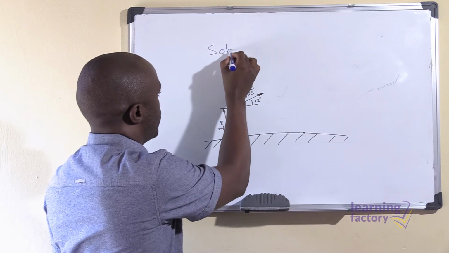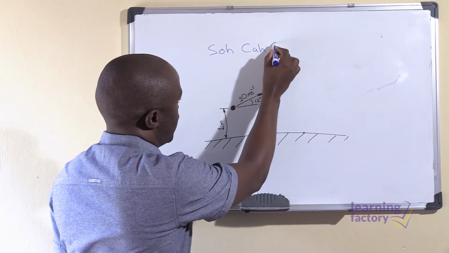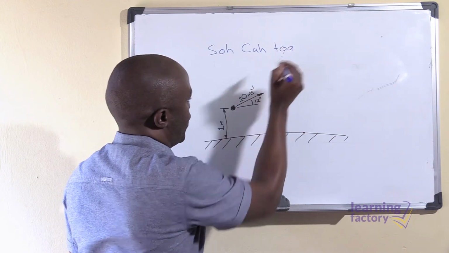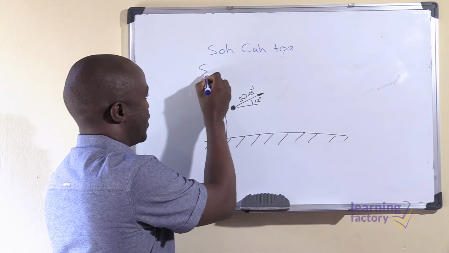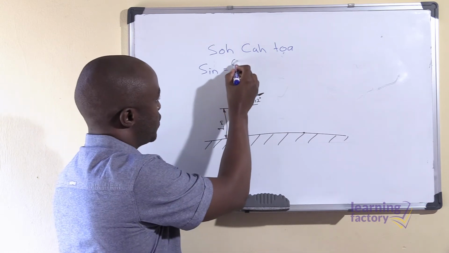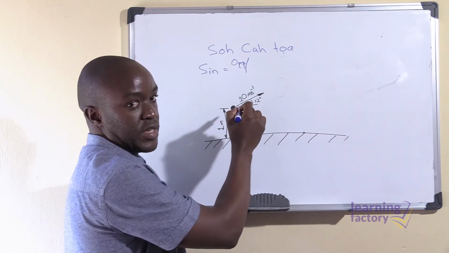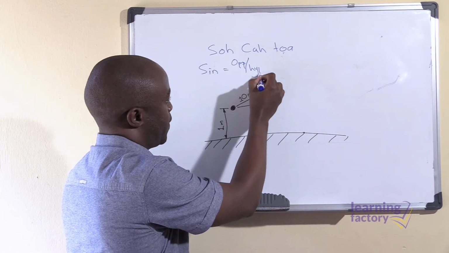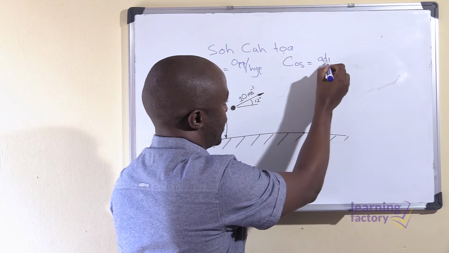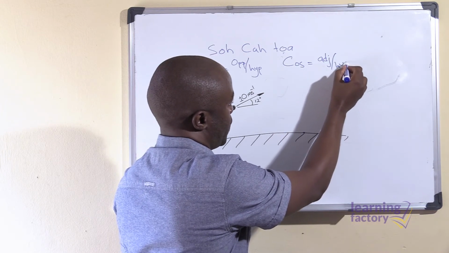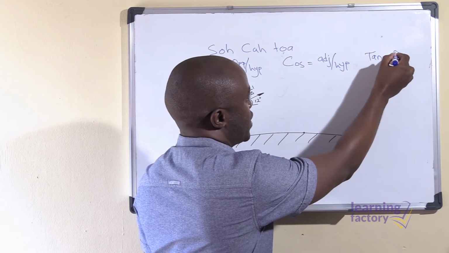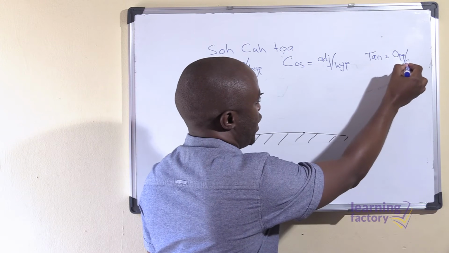So, ka, toa. SOH: sine is equal to O, representing opposite, over H, representing the hypotenuse. Cosine is equal to the adjacent over the hypotenuse. Tan is equal to opposite over adjacent.